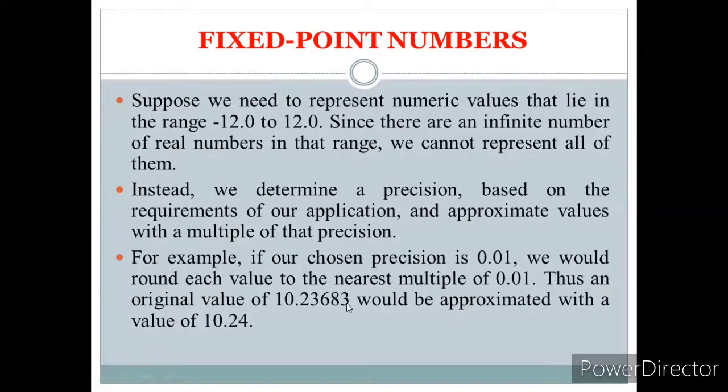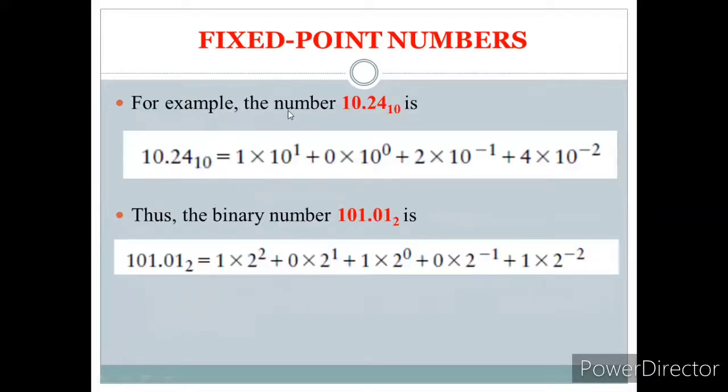10.23683 is a number, but when we round it off to 2 digits after the decimal point, we write it as 10.24. Why? After the decimal it is 23, but after the 3 comes 6, which is greater than 5, so we take the 3 as 4, so it is 10.24. This is a representation of the number. Now, how this has been converted, you can easily observe.